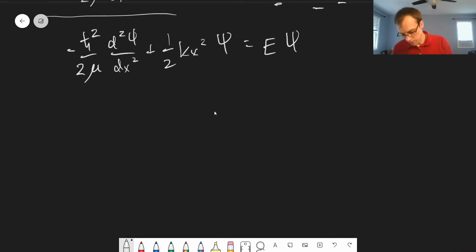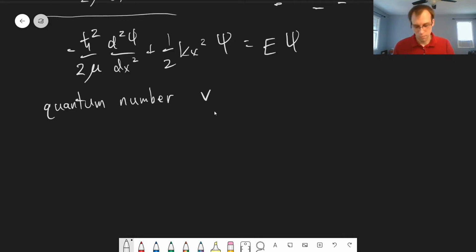So for the energies, we end up with a quantum number, just like with the particle in a box. There are integers involved in the solutions here. Unlike the particle in the box, we use a new letter to describe this. We use the letter v for vibration. So v can equal 0, 1, 2, and so on. And this comes from the solution. Just like we saw with the particle in a box, the integers naturally arise from the way the solution happens. Same thing here.